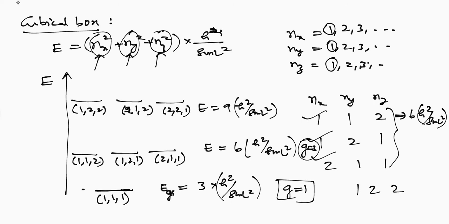This is the energy eigenvalue information about the particle in a cubical box. I'll stop here. We'll discuss the continuation of the particle in a cubical box in the next lecture.